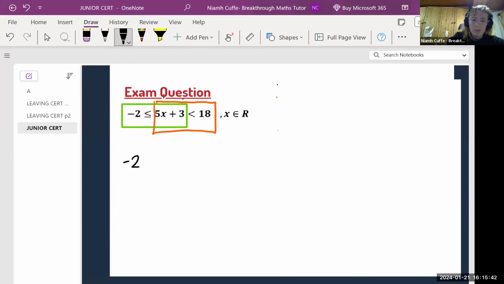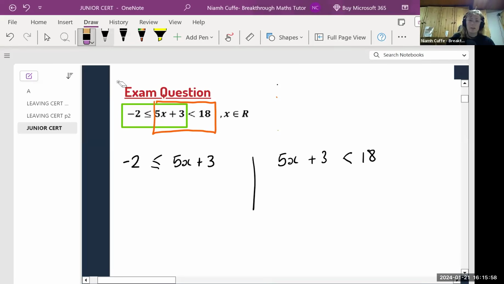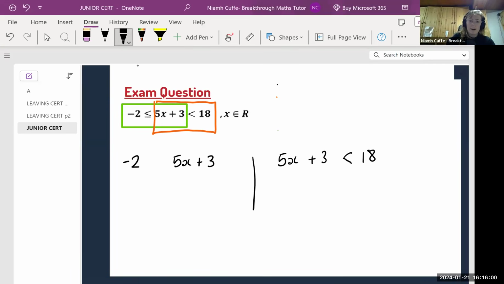So we've got -2 less than or equal to 5x plus 3, and we're going to have 5x plus 3 is less than 18. Guys, can everyone just try and give this equation on the left-hand side here a go? When I say give it a go, I mean try to find x. Just treat this sign as an equal sign, pretend it's an equal sign, and try to find x. And just see how we get on. So what do you think here? Samuel, if you were to try and find x here, what would be the first thing you might do?